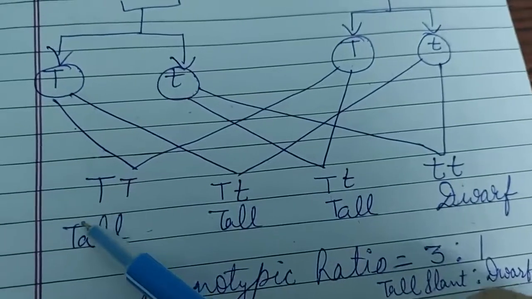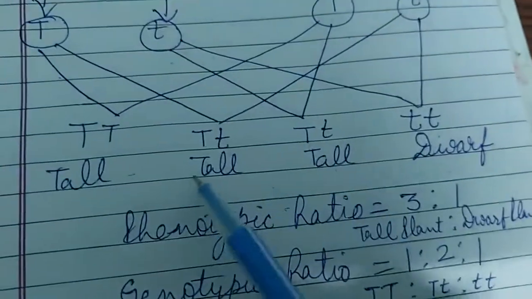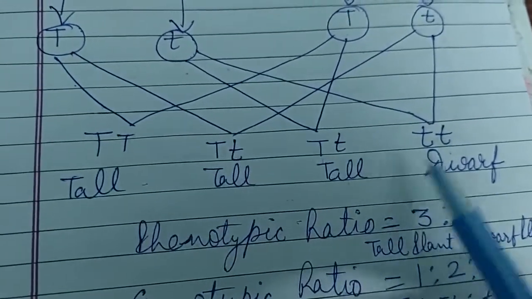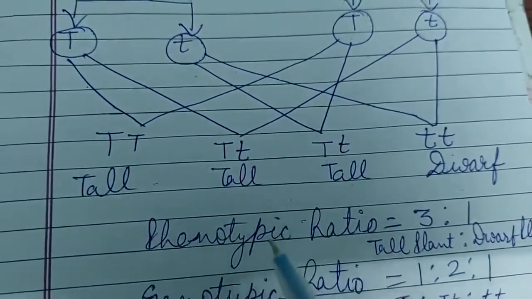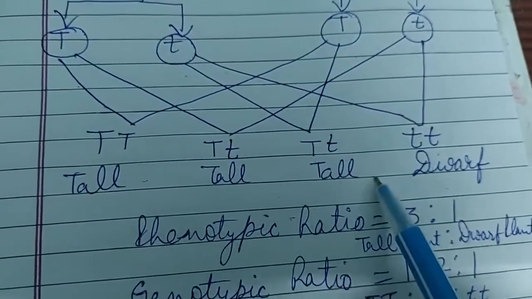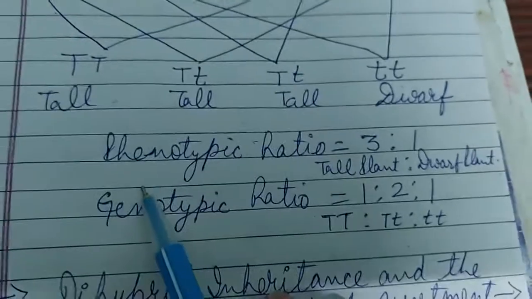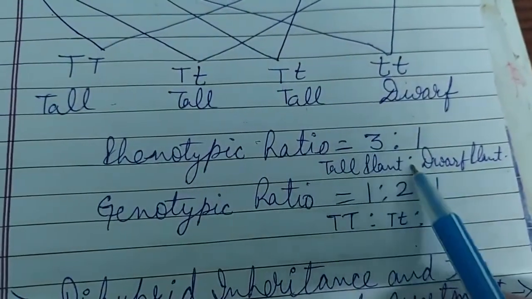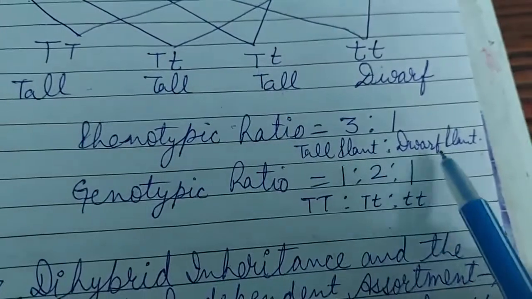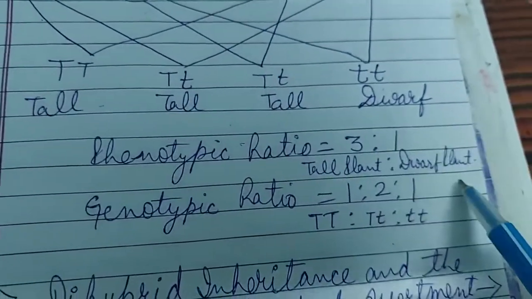There can be 4 results and we can't say which result will appear. These are just the possible consequences, and we can get any one of these 4 results. So what will be its phenotypic ratio? 3:1, tall plant to dwarf plant. 3 tall plants, 1, 2 and 3, and 1 is a dwarf plant.